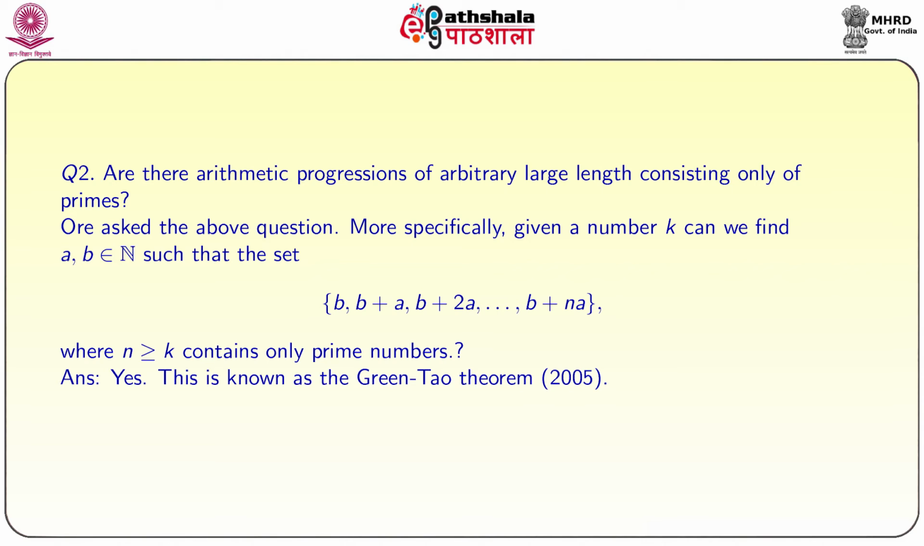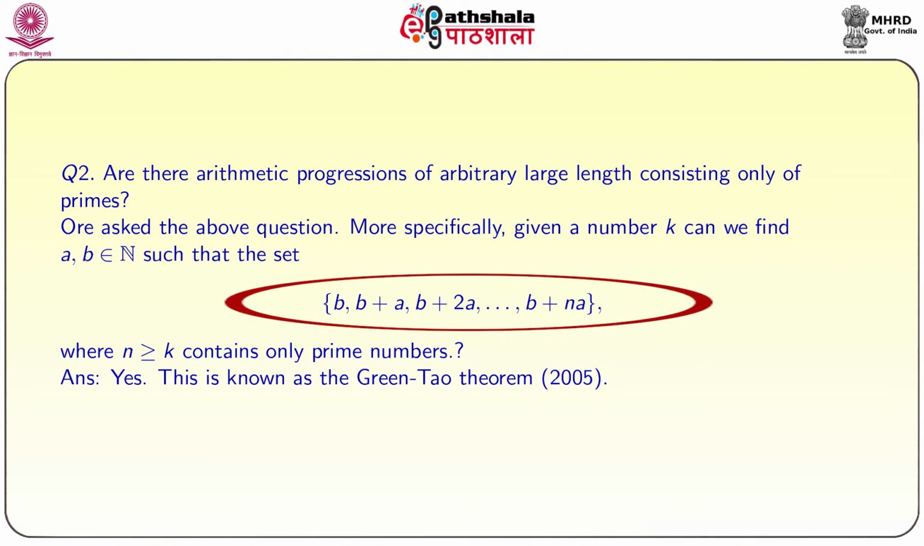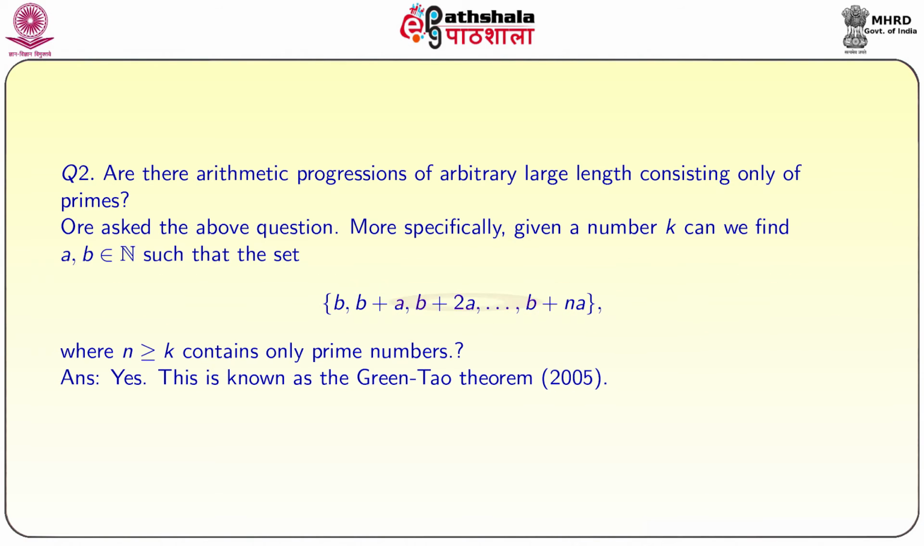We already proved that there is no arithmetic progression with an infinite number of terms such that each term is a prime. But now we are asking, is there an arithmetic progression of arbitrarily large length, now finite, consisting only of primes? Or, asking the above question more specifically, given a number k, can we find a, b belonging to N such that the set b, b plus a, b plus 2a and so on, b plus na, where n is greater than or equal to k, contains only prime numbers? The answer for this problem is yes. This is known as the Green-Tao theorem, but here we are not proving this result.